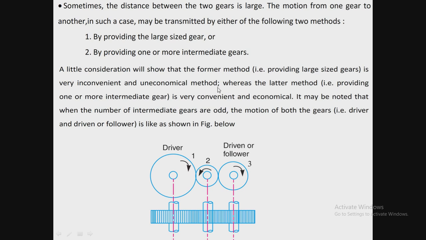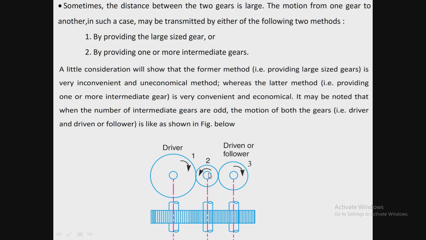That's why we prefer the second condition, that is, the provision of one or more intermediate gears to transmit the power from one shaft to another shaft when the distance between these two shafts is large. Okay, so here in this figure one gear is used as an intermediate gear.